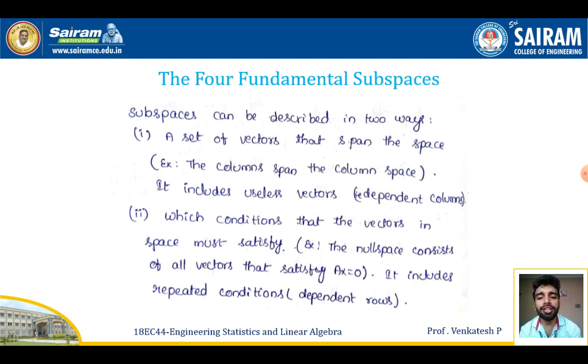Similarly, the second way is the conditions that the vectors in the space must satisfy. For example, the null space consists of all the vectors that satisfy the condition Ax equals 0. And it includes repeated conditions like the dependent rows here.